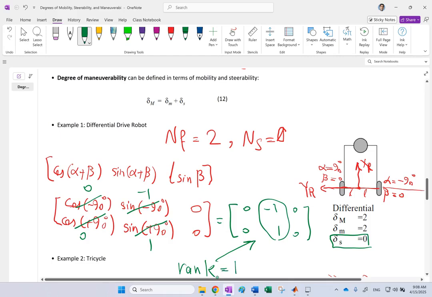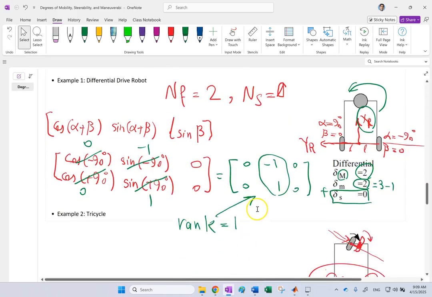So degree of mobility, if you remember, is 3 minus the rank of this. So 3 minus 1 is what? 2. And finally, the maneuverability is the sum of these two. So you add them together, and guess what? You will get 2. So a differential drive robot can only maneuver in 2 directions, and we know that is in the XR direction, and that is for omega. This is for a differential drive robot.